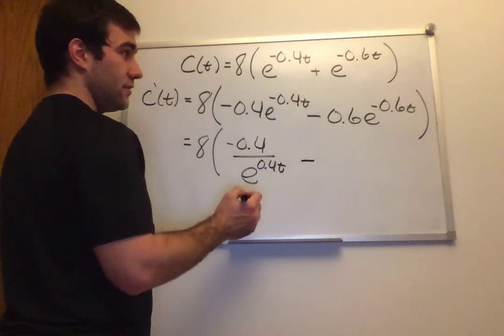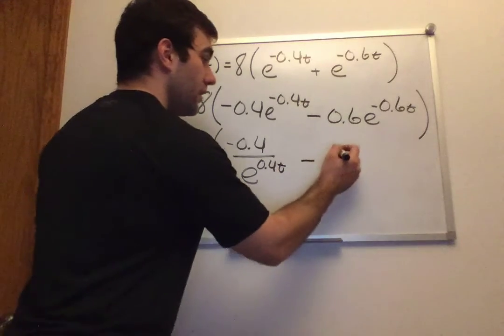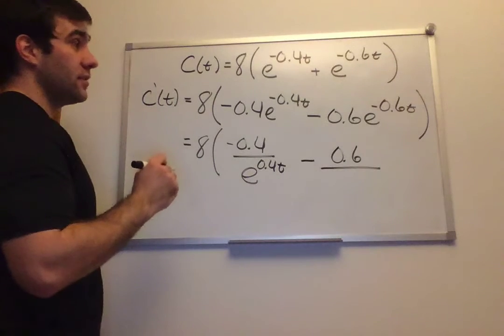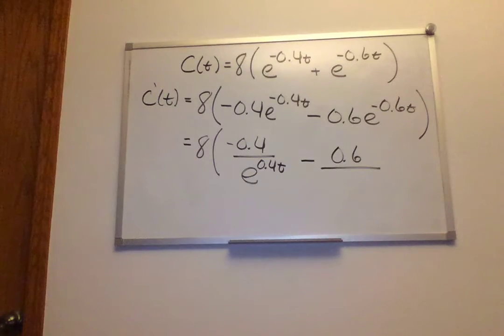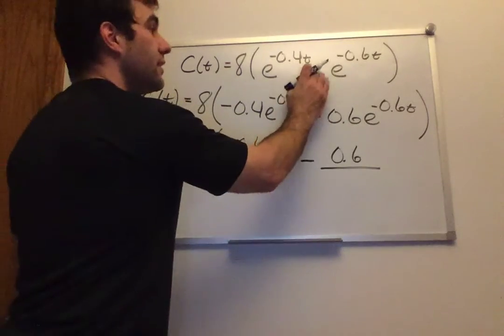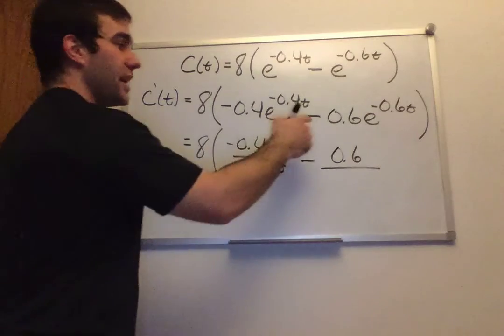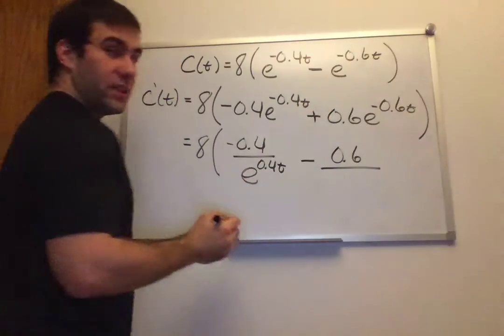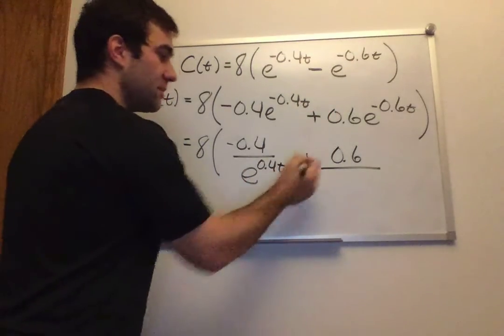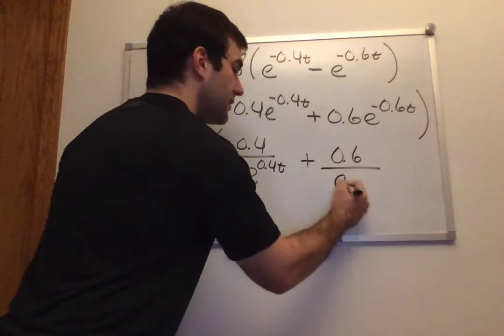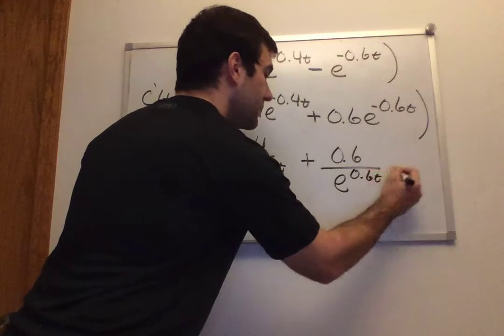Minus 0.6 divided by... Oh, I actually had the problem wrong. The original function had a minus sign in it. So when I take the derivative, that should be a plus sign right there. So that means that's a plus sign. I do apologize for that. But this is e to the 0.6 t.